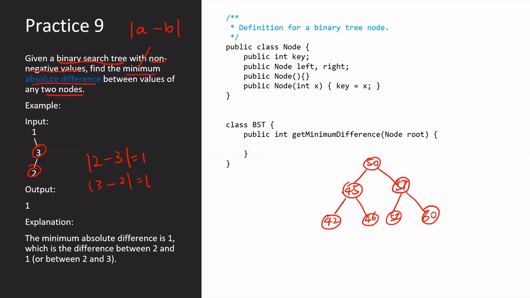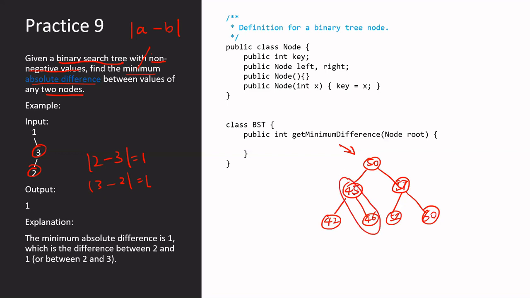Can we see that? Can we still say that the minimum absolute difference is likely to be between the two nodes that are neighboring each other? Can we say that? What is the minimum absolute difference if you look at this tree? That's one. One between which two nodes? If you see, that's one. Okay, between these two nodes.